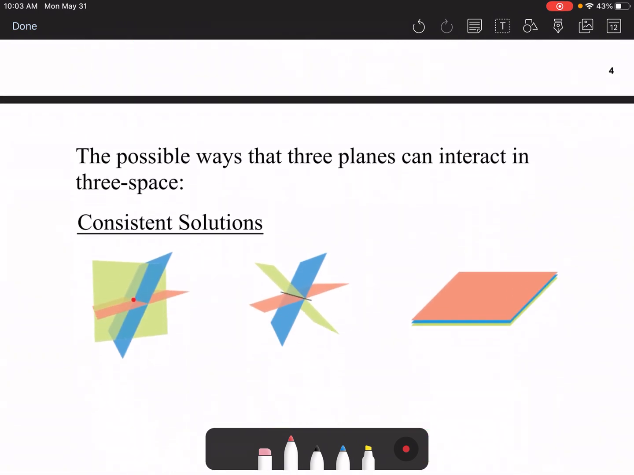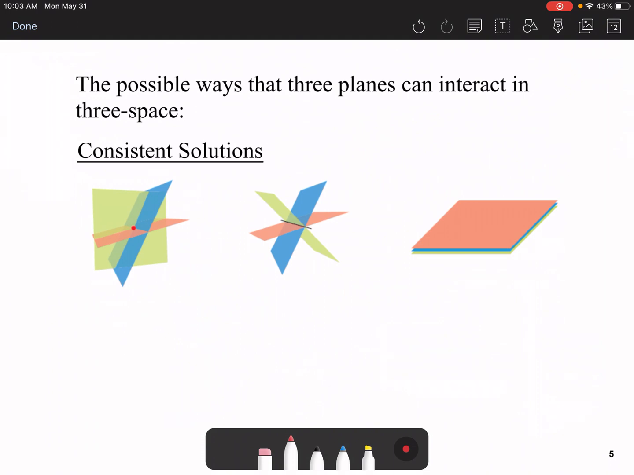Okay, so there are various different possible solutions that you can have here, in addition to the ones that you had previously for the 2 planes. So the possibilities are you can have consistent solutions here. These are 3 possible consistent solutions. The first one has one solution. The second one has an infinite set of solutions in the form of a line.